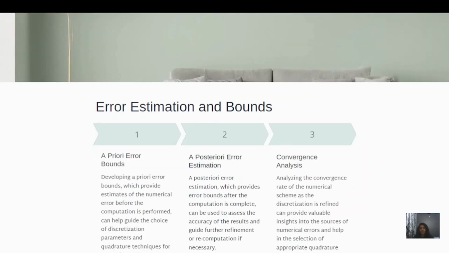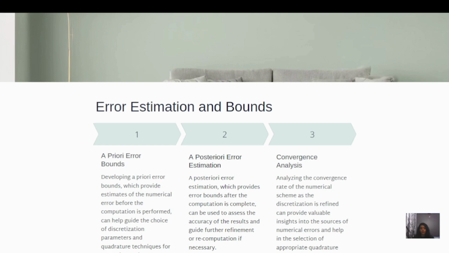Error estimation and bounds. A priori error bounds. Developing a priori error bounds, which provide estimates of the numerical error before the computation is performed, can help guide the choice of discretization parameters and quadrature techniques for vector integrals.